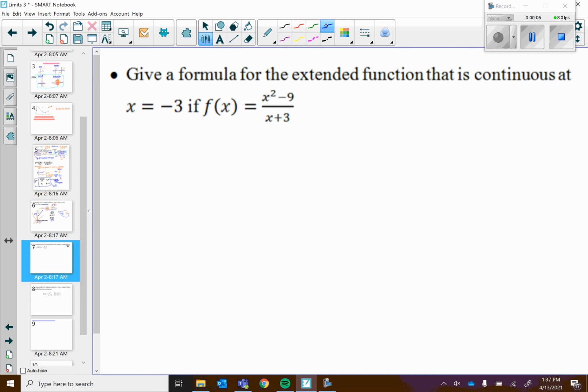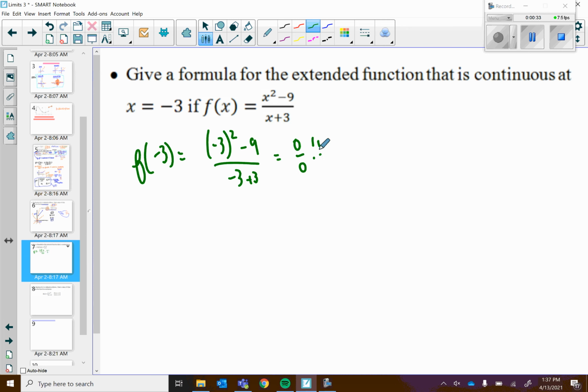So it says, give a formula for the extended function that is continuous at x equals -3 if f of x is equal to (x squared minus 9) all over (x plus 3). Now let's think about it. If I plug in -3, I would get (-3 squared minus 9) over (-3 plus 3). I would get 0 over 0.